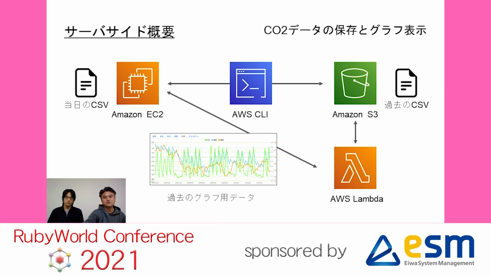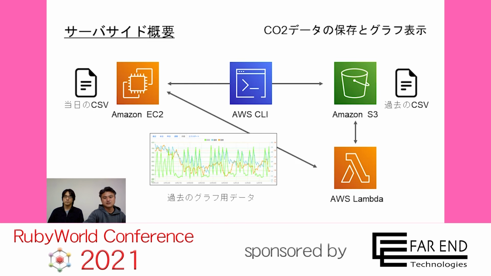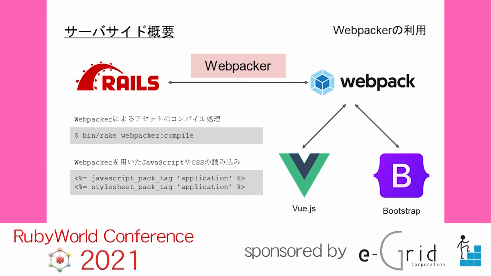Now, the day's data is put on the EC2 as local CSV data, and for the past data, AWS Lambda will get the data. And at Lambda, some of the data is cut off so as to reduce the amount of data transmission and to reduce the load on Amazon EC2.